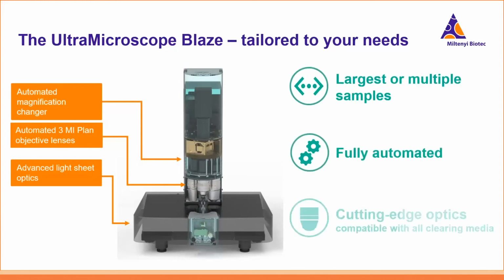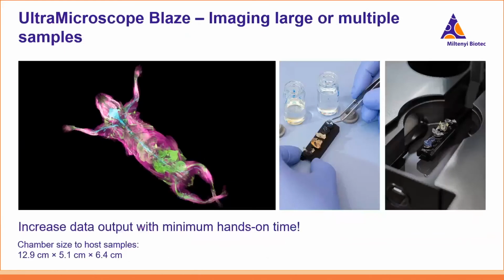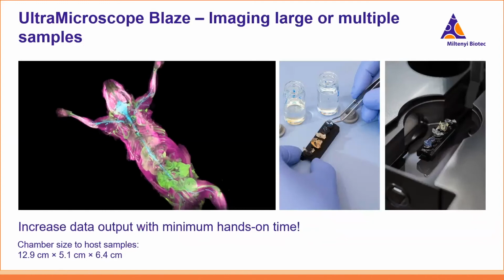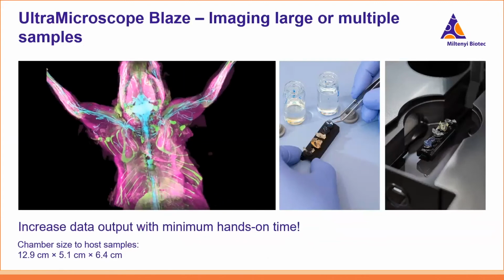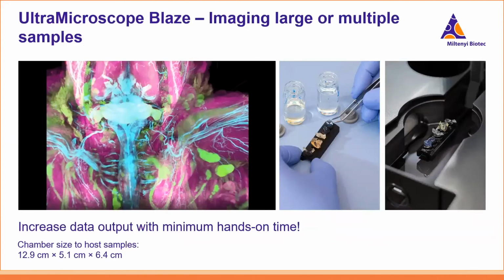It has unique light sheet illumination and detection optics, which guarantee superior image quality in all clearing media. One thing that makes the UltraMicroscope Blaze unique in the field is its large sample chamber that allows you to visualize many fine details all in their native location. With the UltraMicroscope Blaze, you can image up to an entire mouse, as you see here in this example, that reveals the neuronal connectivity map in the whole mouse body.